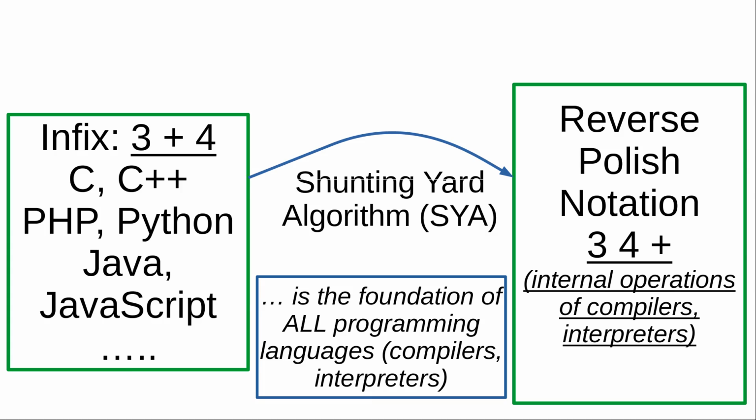Now we have explained the first part of the bidirectional shunting yard algorithm. The shunting yard algorithm is the foundation of all programming languages, their compilers and interpreters. And I must emphasize again, all programming languages. So as you can see in the green box on the left of the screen, programming languages including but not limited to C, C++, PHP, Python, Java, JavaScript, use the shunting yard algorithm for the internal operations of their compilers and interpreters.